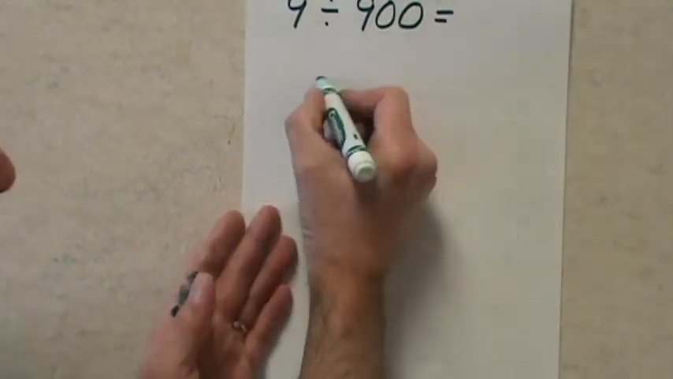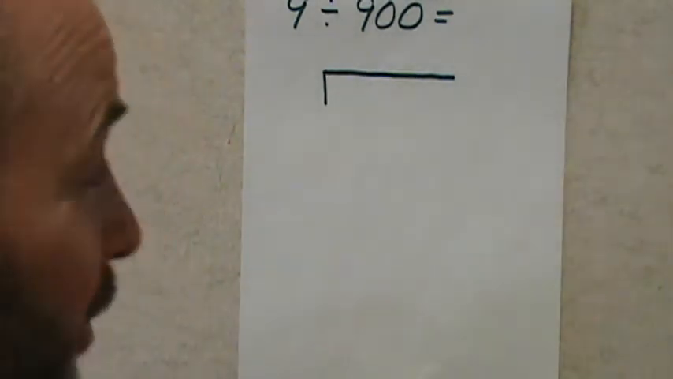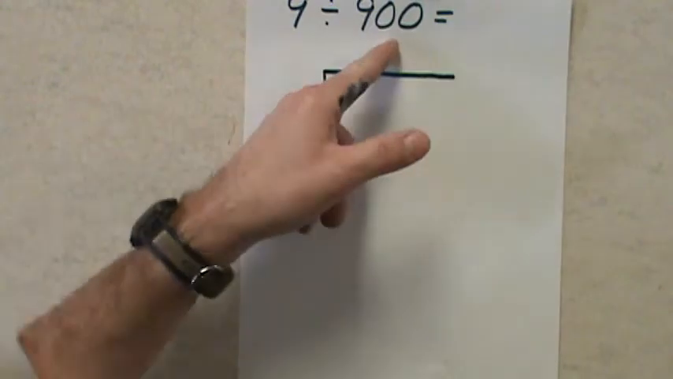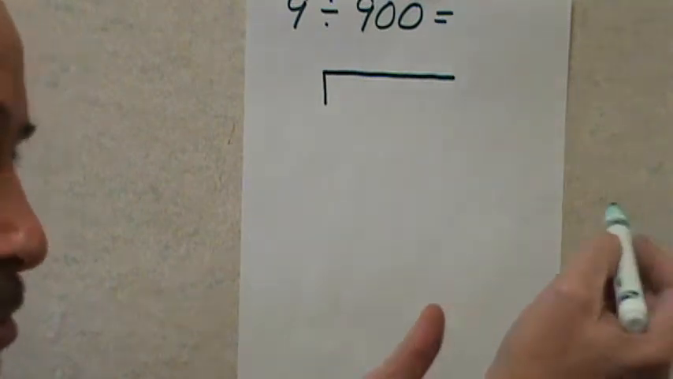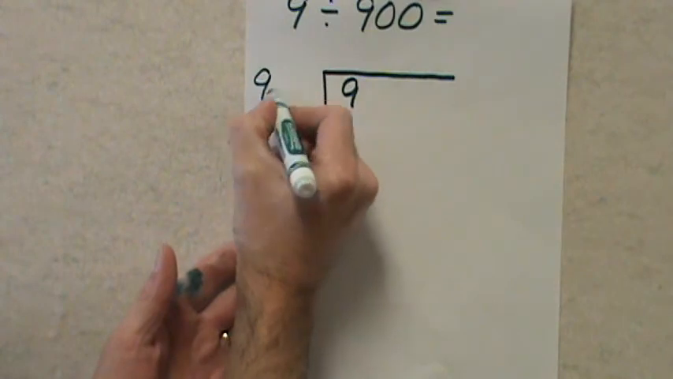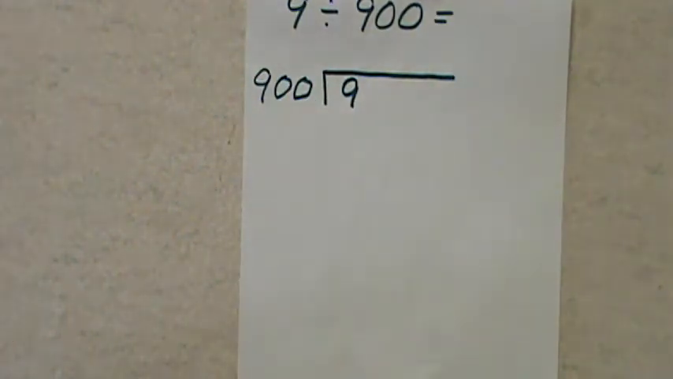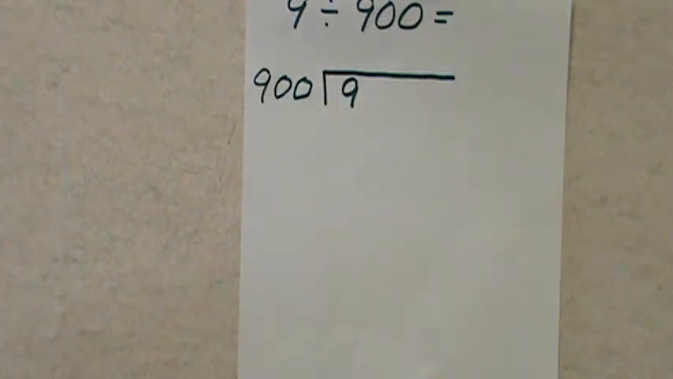Okay, here we go. Now, when you look at this problem, set it up like you normally do. All right, now here's the thing though. You've got to remember that this is 9 divided by 900, okay? Which means that you can't switch things around when you're doing this division problem. The 9 goes inside here, and the 900 is your divisor. So it is 9 divided by 900. You're gonna have to annex quite a few zeros.